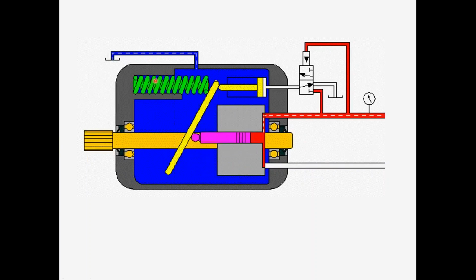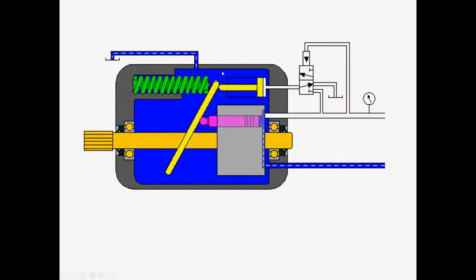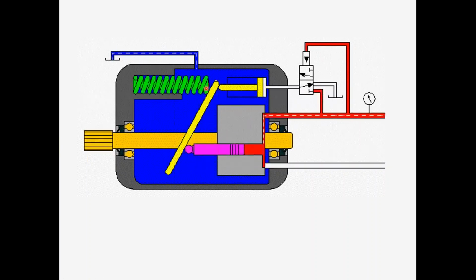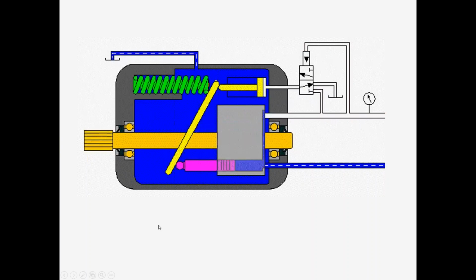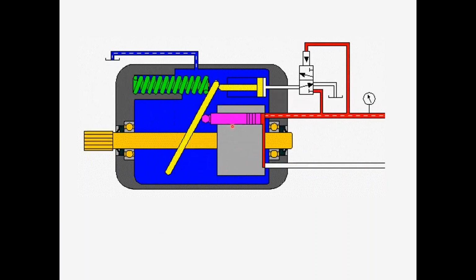Now we have a spring that's holding the swash plate at its maximum angle. And you see we have a little cylinder over here that can change that angle, opposing the tension of the spring. Now, this piston is not going to make a 100% seal in the barrel.